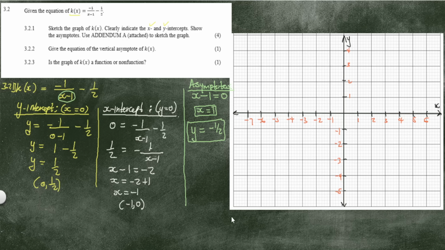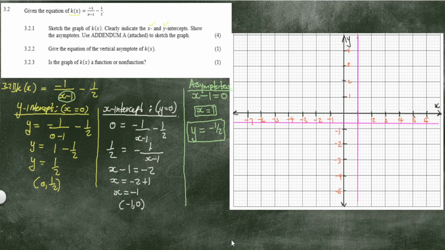Let's start with our asymptotes, which is x equal to 1. Here goes the first asymptote. I don't think I need a dotted line. Let's use purple. It's the first asymptote. Next asymptote, it's y equal to negative half. So negative half is between 0 and negative 1. So we're going to draw a line across like this. So this is the y asymptote.